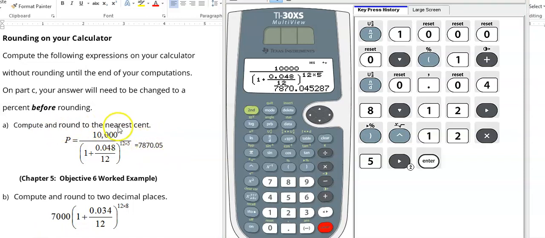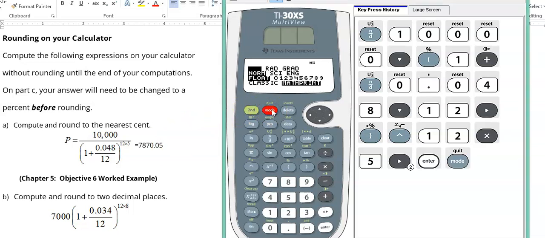Notice it said to round to the nearest cent. The cents place is the hundredths place, like a penny, and that is two decimal places. Now I'm going to show you something here so you know how to check your answers. If we go to mode, and look at the third row, it says float, and that means it's going to give you as many decimal places as it can. But notice here it says 0, 1, 2, 3, and so on. So nearest cent is two decimal places.